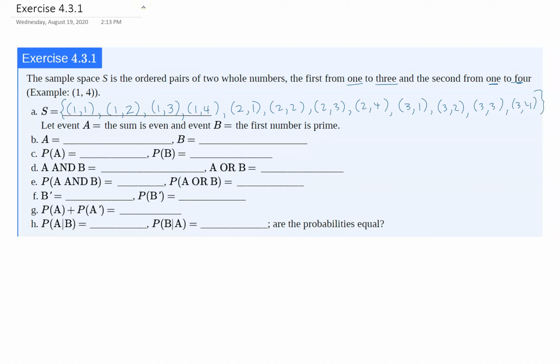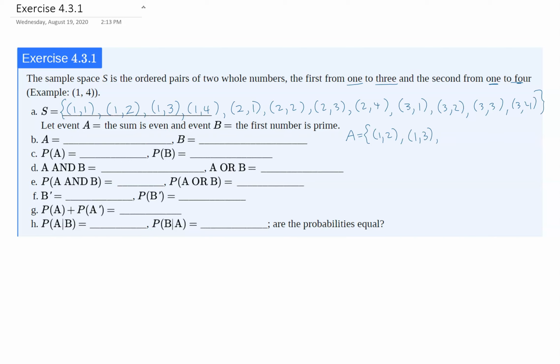Okay, to start part B, let event A equal the sum is even. So A is going to be all of the outcomes where the sum of those two numbers is even. I'm going to ignore B right now. Okay? So sum is even. 1 plus 1 is 2. 2 is even. 1 plus 2 is 3. Not even. 1 plus 3 is 4. That's even. 1 plus 4 is 5.